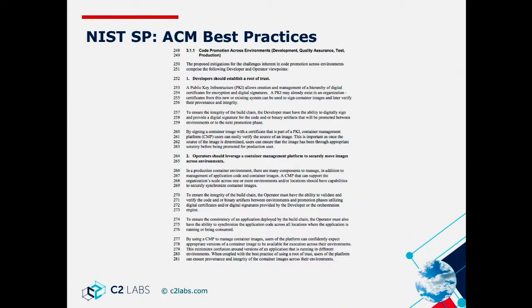Second, operators should leverage a container management platform to securely move images across environments. Again, being able to manage the code across this code promotion path from a best practices point of view is something that operators should consider. And again, these are the different viewpoints, and this is just one of the use cases.